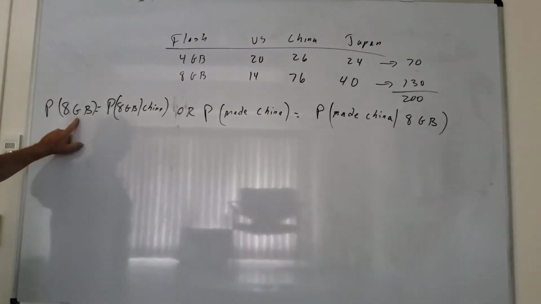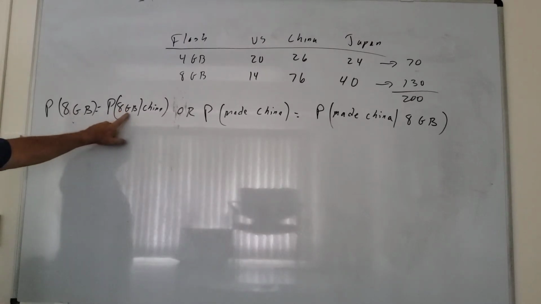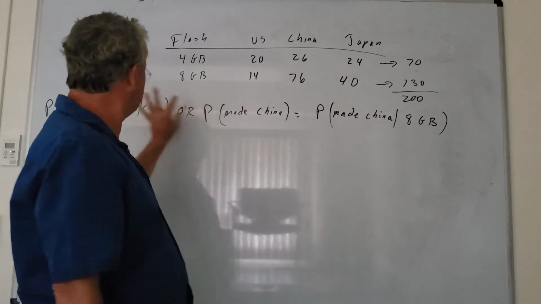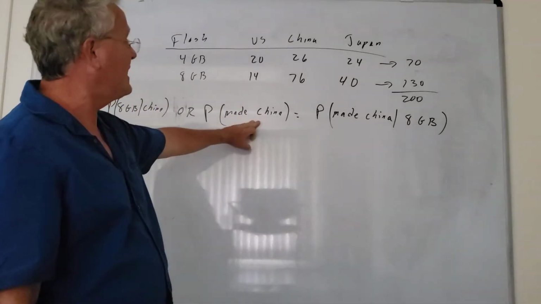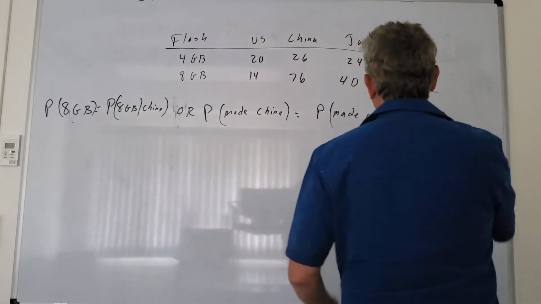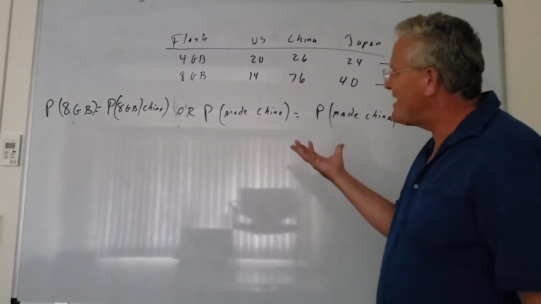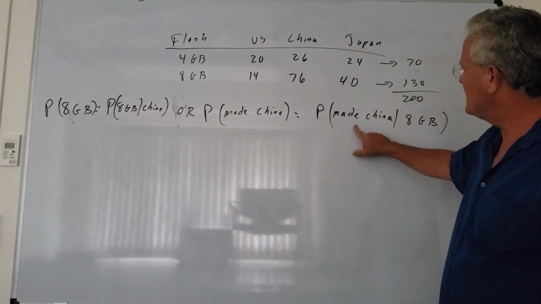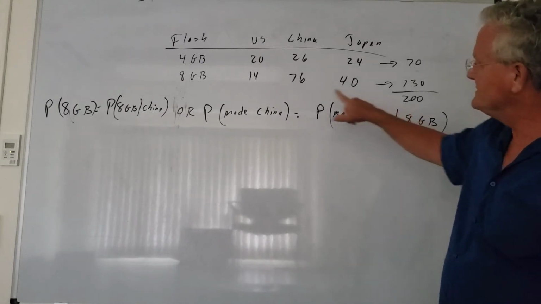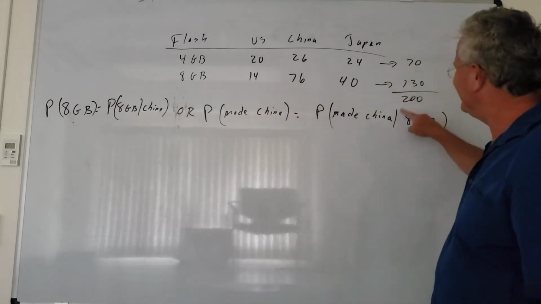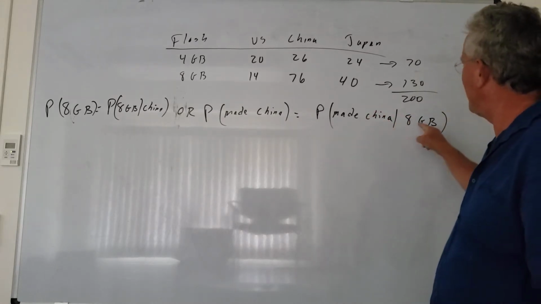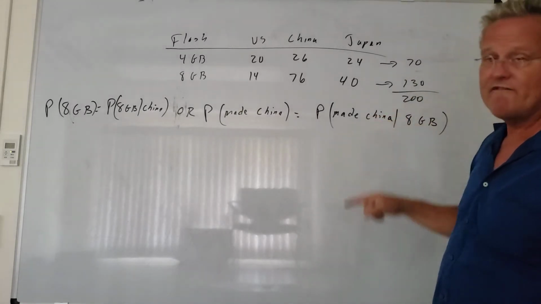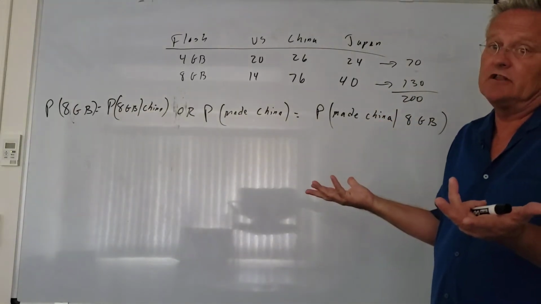You got to show that the probability of an 8 gigabyte equals the probability of an 8 gigabyte given that it's made in China, or switch it: the probability that it's made in China is equal to the probability it's made in China given it's 8 gigabyte. Now the reason why this shows they're independent is if the probability it's made in China given that it's 8 gigabyte is the same as it's made in China, then this is saying it doesn't matter if it's 8 gigabyte. This has no effect on that, which means they're independent of each other.